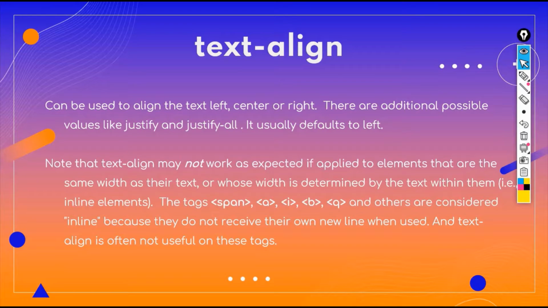Note that text-align may not work as expected if applied to elements that are the same width as their text or whose width is determined by the text within them. Examples are inline elements. The tags span, anchor, italic, bold, and quote, and others are considered inline because they do not receive their own new line when used. And text-align is often not useful on these tags.